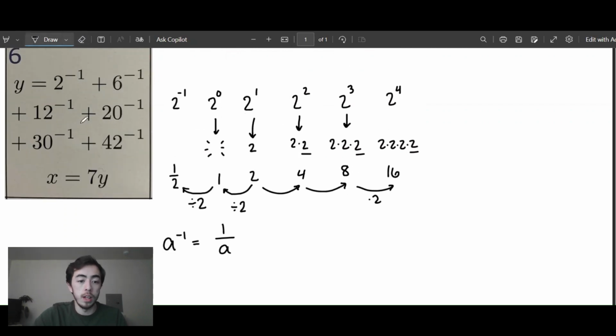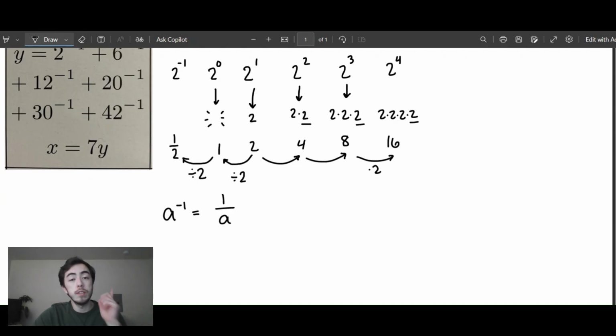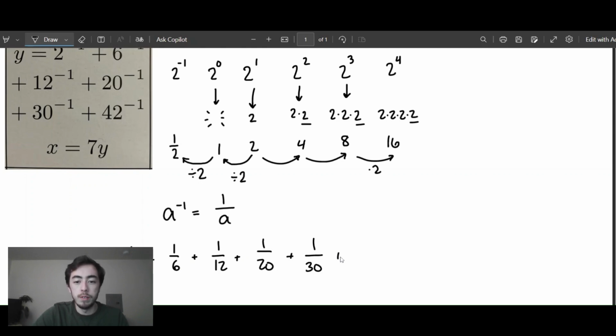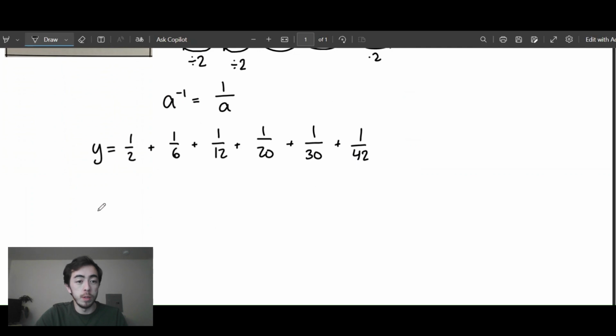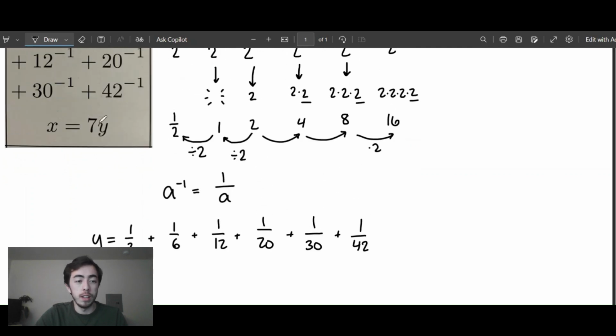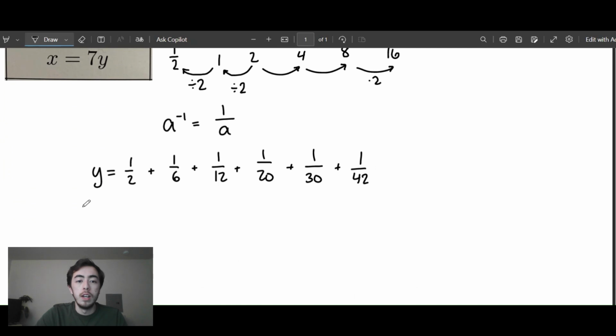So let's write it all out. y is equal to, instead of 2 to the power of -1, I will write 1/2 plus 1/6 plus 1/12 plus 1/20 plus 1/30 and plus 1/42, or 1 over 42. And this is my number y. Hopefully when I multiply it by 7 later, I'll get 6, today's date.